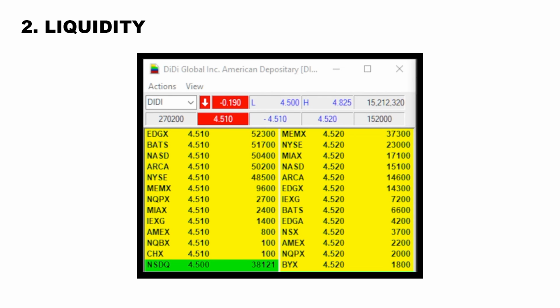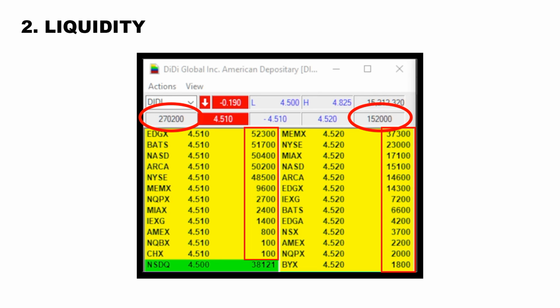And on the flip side, here is a very liquid stock. One cool feature I like about this level 2 is that it tallies up the total amount of shares for you. So I can see there's a total of 270,200 shares on the bid and 152,000 shares on the ask, meaning I can buy and sell not just 1,000, but even 100,000 shares of this stock right now and not take any slippage on the way out. In fact, this stock wouldn't even budge. So I would say this is a very liquid stock.